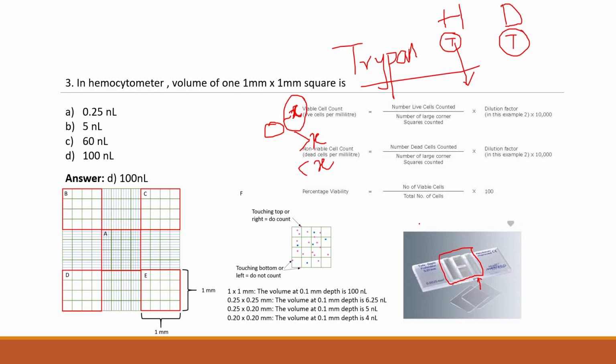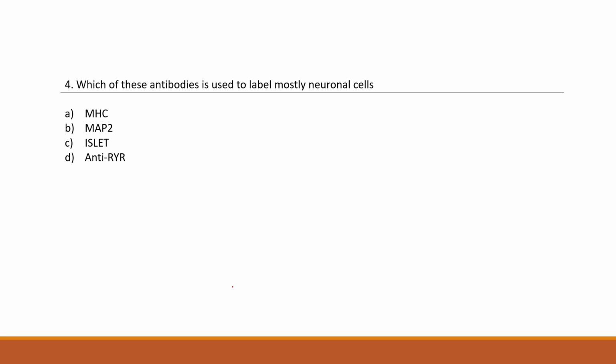As I was saying, different sizes have different volumes. Your 1 mm has 100 nanoliters, your 0.25 mm has 6.25 nanoliters, 0.25 into 0.2 mm has 5 nanoliters, and 0.2 into 0.2 has 4 nanoliters volume. This is for one single big square. Let's move on to the next question.